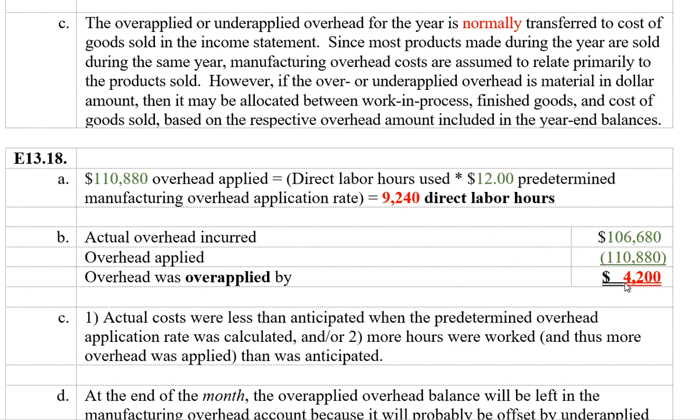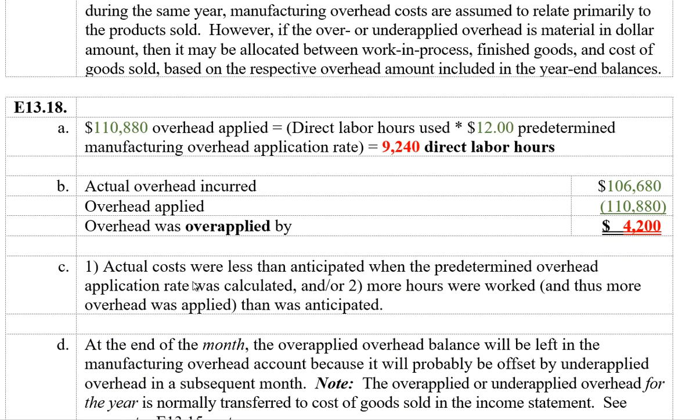And we get kind of a 4,200 of over applied. And that means that actual was simply just less than overhead that was applied. Okay? So that means we basically ran less cost for overhead than we expected to. Right? Now, C asks us, well, why the difference? Remember that when we determined this overhead applied amount up here, it was an estimate. It's just an estimate. And so if your actual costs are less, right, then you're going to have an over applied amount.